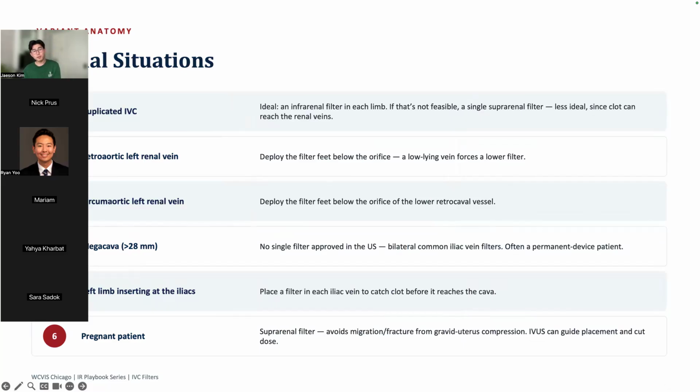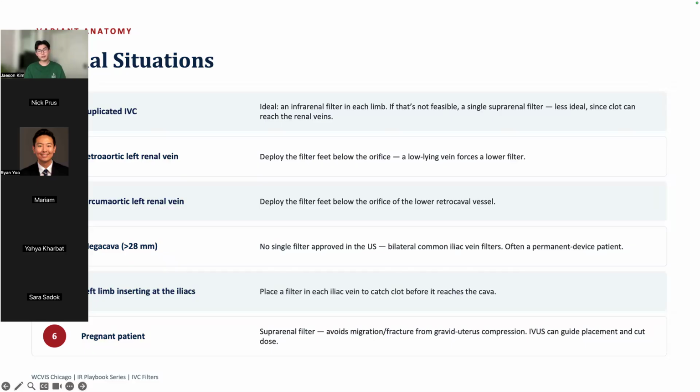Okay, so let me just quickly go through some of these situations where the anatomy is a little unusual. If a patient has a duplicated IVC, meaning that there's two of them, the ideal approach is to place a filter in each one so you can catch clots on both sides. And if that's not possible, you can place a single filter higher up above the renal veins this time, but that's a little less ideal.